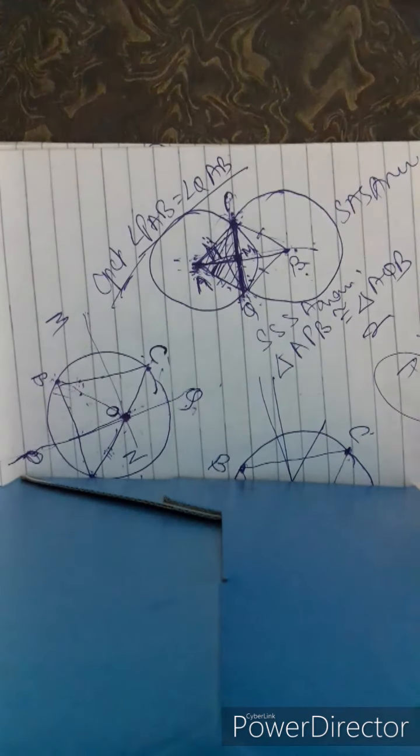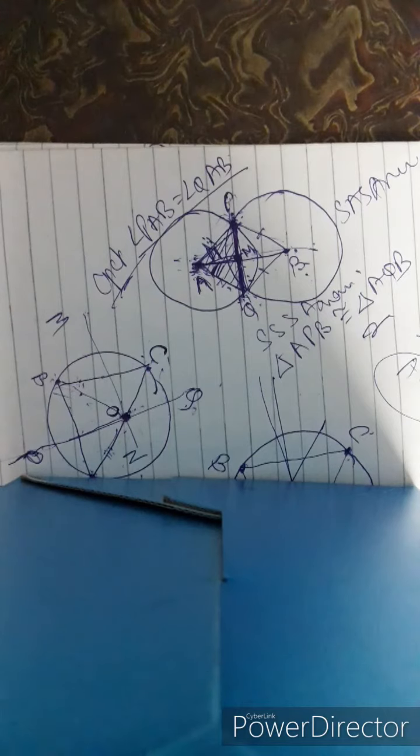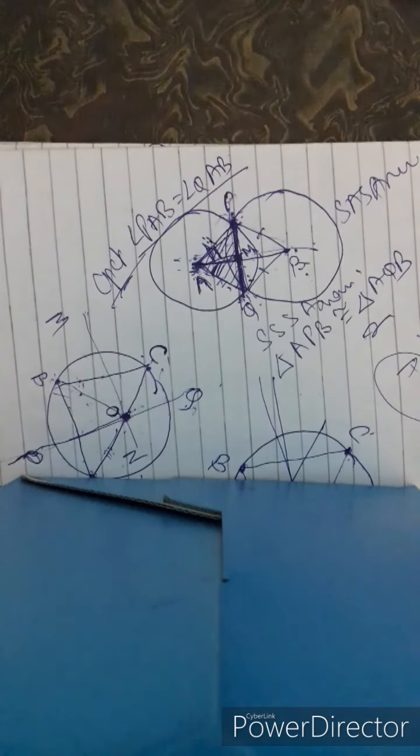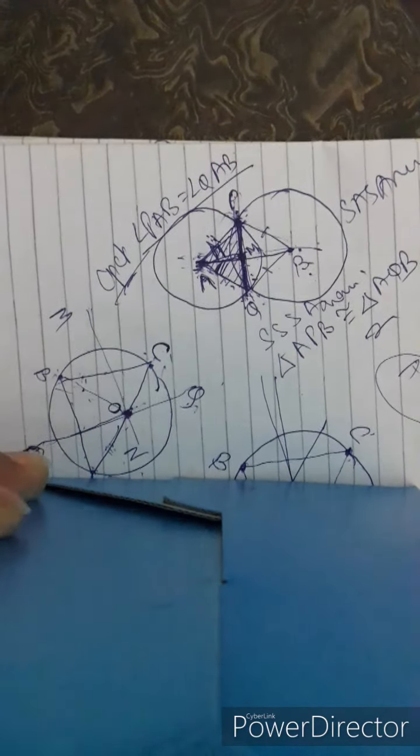It is a very important result regarding chords of circles. Now we'll see another property regarding chords. Here is some space, I'll just show it here. We have to show that of any two chords of a circle, the one which is greater is nearer to the center.